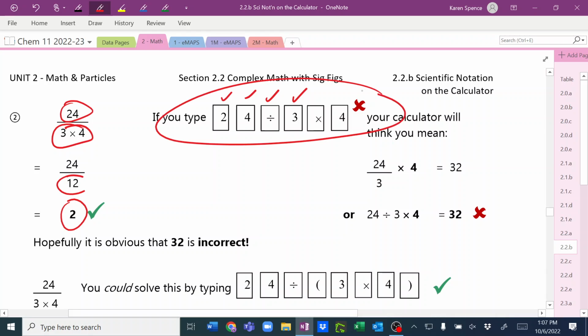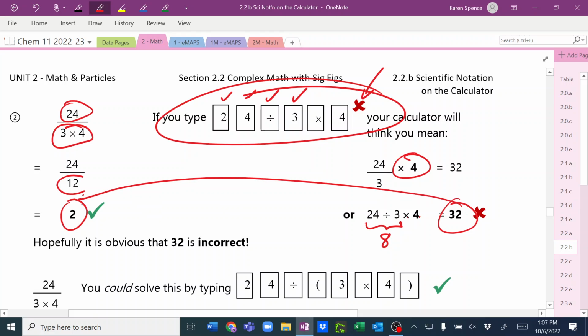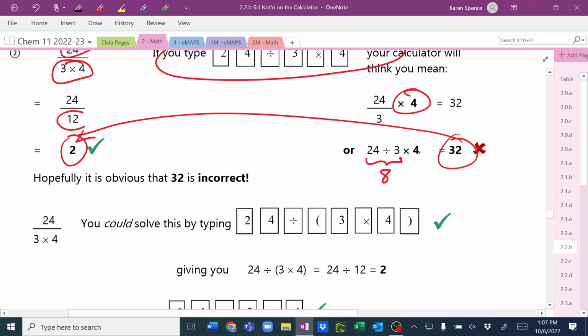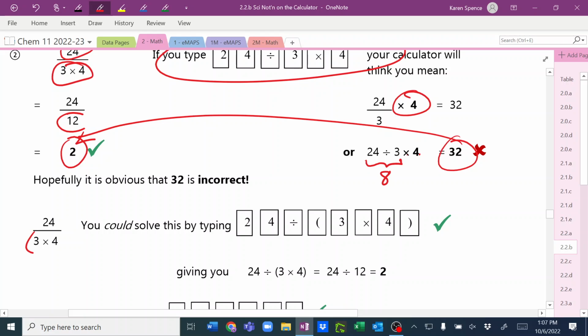But if you type this into your calculator, you're going to get it wrong because it's going to go 24 divided by 3, which is 8, right? And then it's going to multiply it by 4 times 4, and that would give you 32, which is obviously not the same answer as 2. Yes? 2 ways to fix that. You can put brackets around the bottom part, and then your calculator will know you wanted to divide by all of this, so now I'm going to divide by 12 instead of dividing by 3 and then multiplying by 4. That's one way to do it.